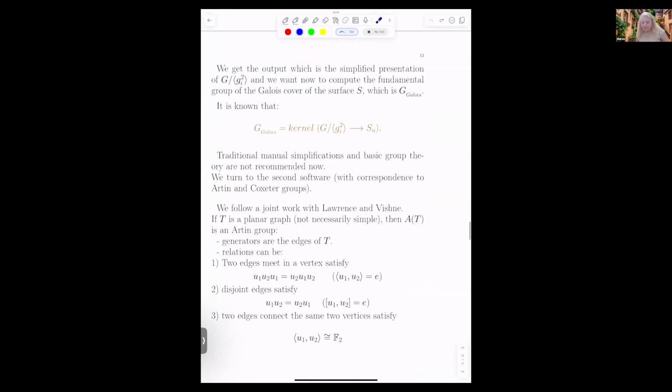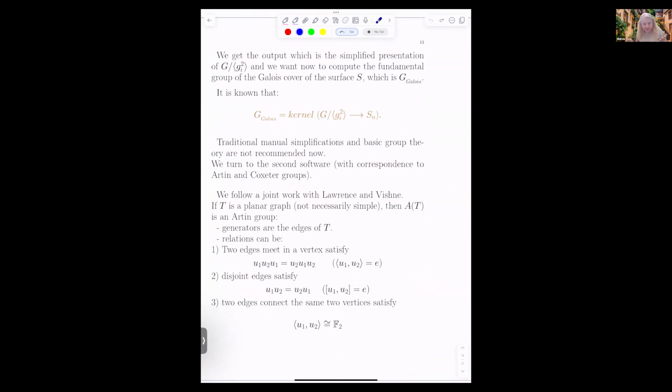Now, what is nice in this, that after we get this simplified presentation of our quotient, is that the G-Galois, the fundamental group of the Galois cover, is actually the kernel of the map to the symmetric group Sn. N is the number of the triangles in the degeneration that I showed you before.